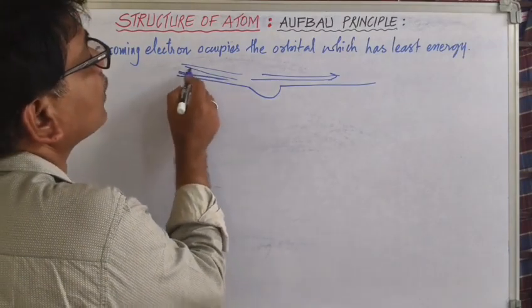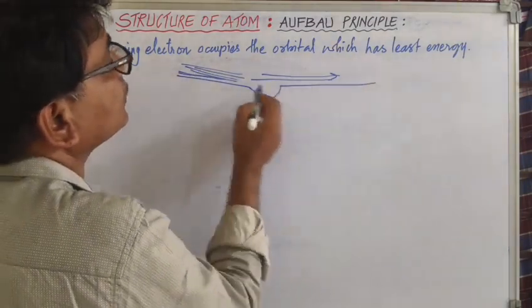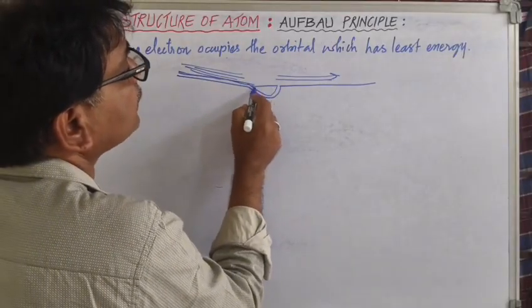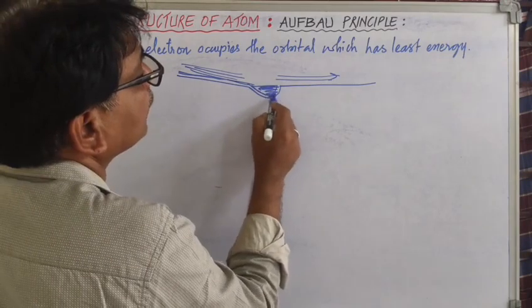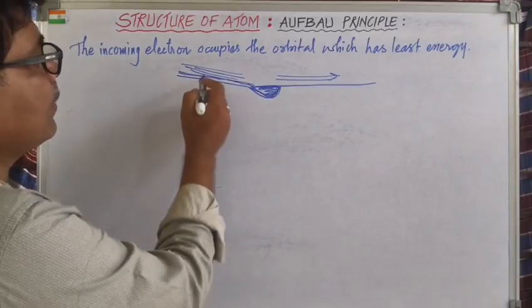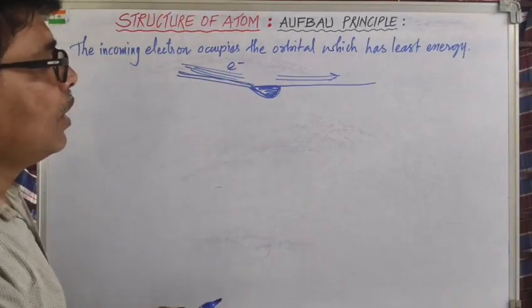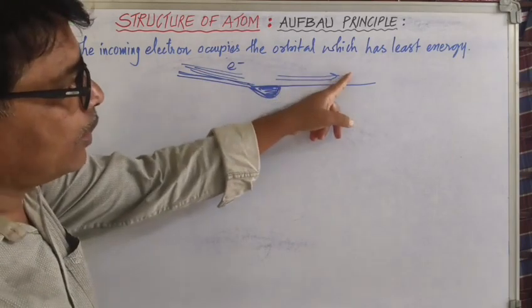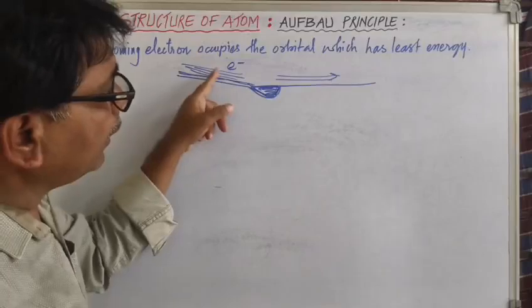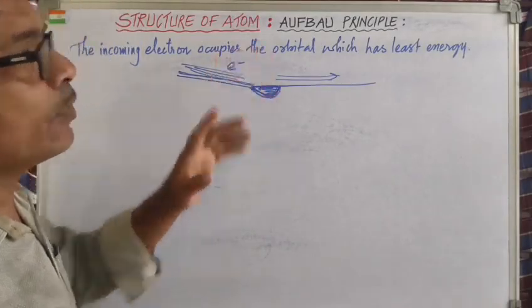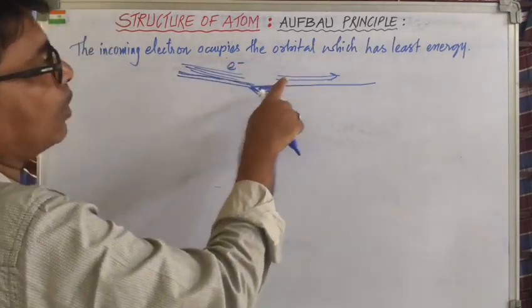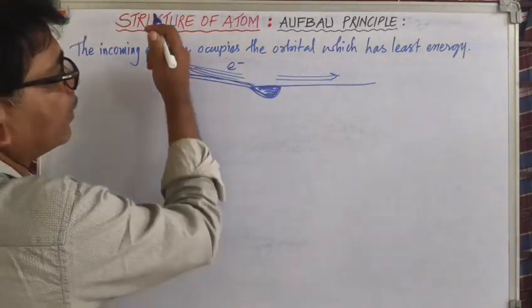Water is supposed to go away like this, but when it flows, first it will occupy this part, which is the lower one, the least one. So you can imagine this as the incoming electron. Instead of going to the higher area, it first occupies this pit. So the incoming electron occupies the orbital which has least energy. This is one of the examples.